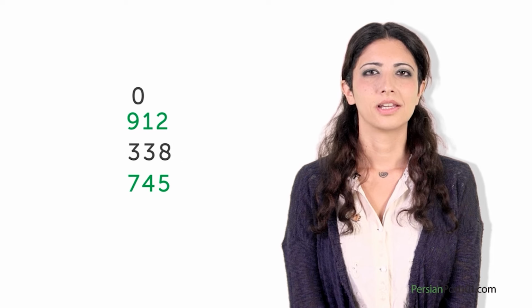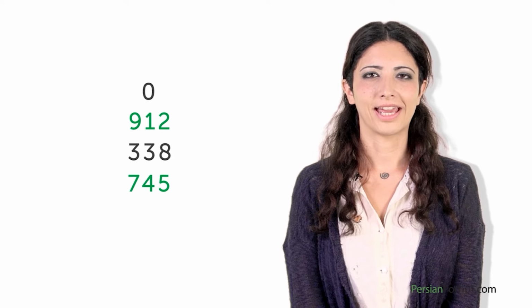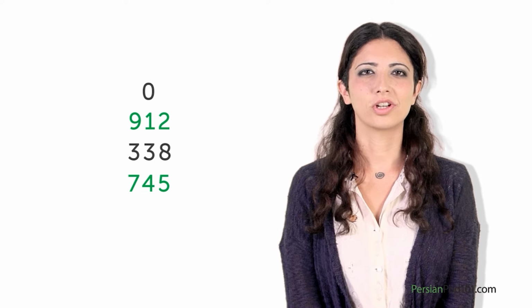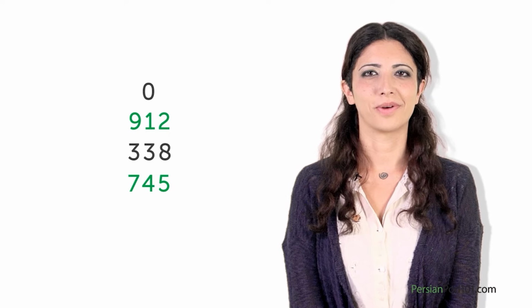Perfect. Now it's time for Anita's advice. You can give your phone number like this, but be careful because it's more common to group the numbers in Persian. For example, this phone number would probably be read as 0-912-338-745. This makes them shorter to say and easier to remember.